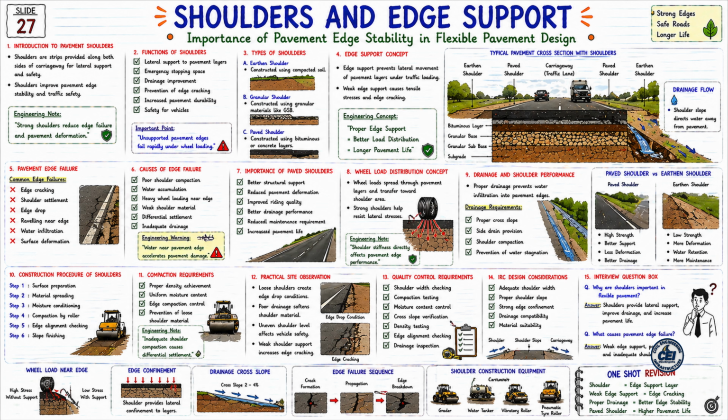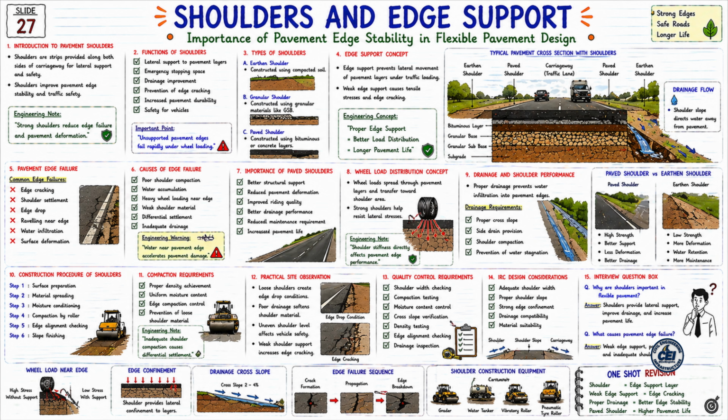Now let us look at the sixth topic. 6. Causes of edge failure. Why do edge failures develop? Poor shoulder compaction, water accumulation, heavy wheel loading near edge, weak shoulder material, differential settlement, inadequate drainage. Now see the engineering warning below. Water near pavement edge accelerates pavement damage. And this problem increases the most during the monsoon season.